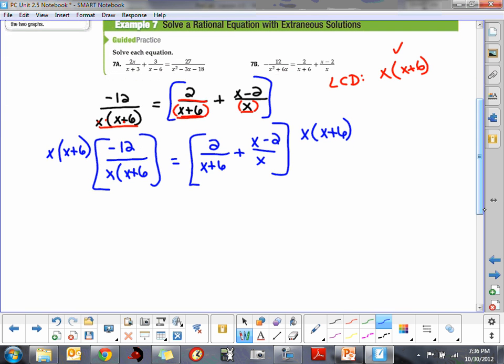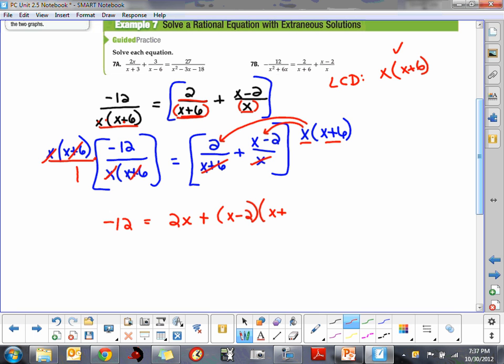So when we distribute, on the right side we have to distribute, on the left side it's just multiplication. This is all over 1. We're multiplying, but we're not really multiplying over addition or subtraction, so we can reduce the common factors of x plus 6 and x. We're left with a negative 12 on the left side. On the right side, when we distribute, the x plus 6 is going to cancel the first time, so it's going to be 2 times x. When we distribute the second time, the x's reduce, and then we'll have an x minus 2, so it's plus an x minus 2 times an x plus 6.